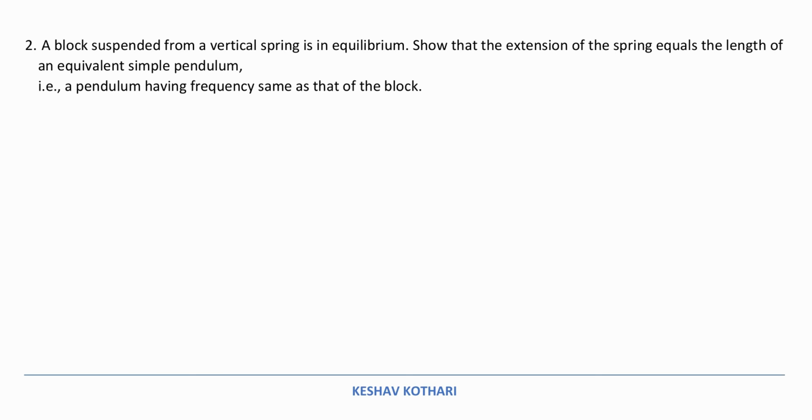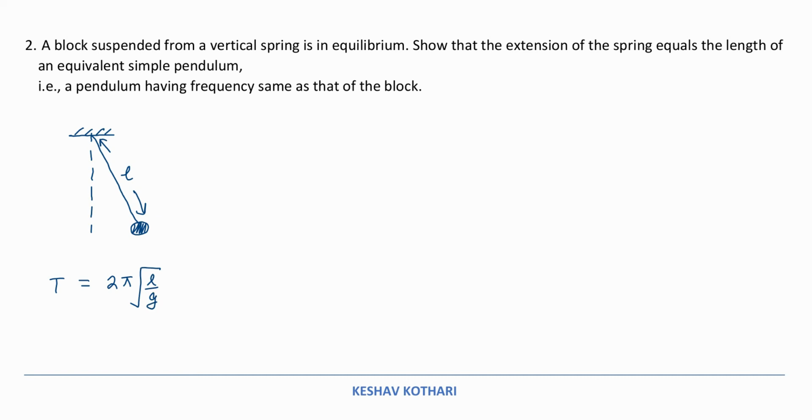The next problem is asking: a block suspended from a vertical spring is in equilibrium. Show that the extension of the spring equals the length of an equivalent simple pendulum, that is, a pendulum having the same frequency as that of the block. So over here, if I explain the problem in the correct sense, the way it is trying to ask, if this is a simple pendulum having a length L, the time period is written as 2 pi root over L by g.